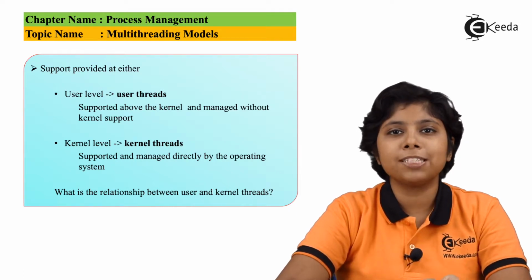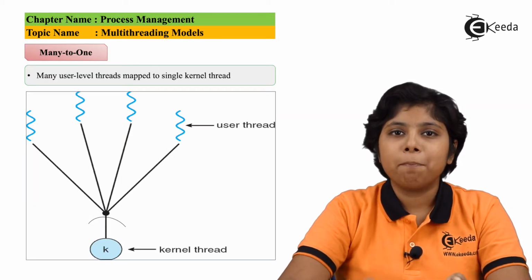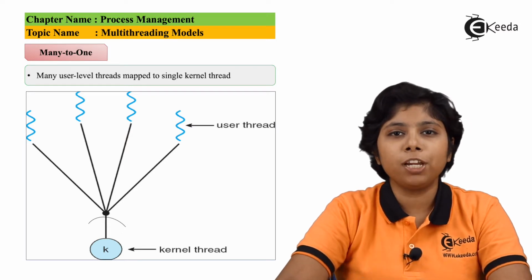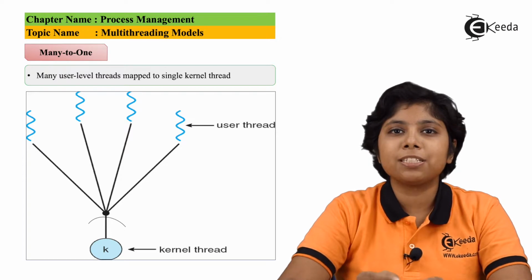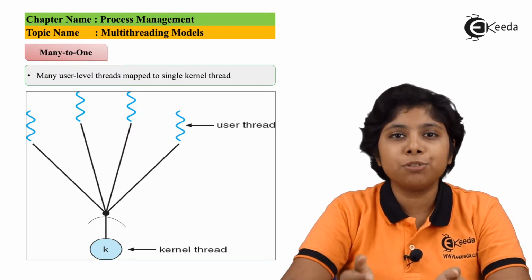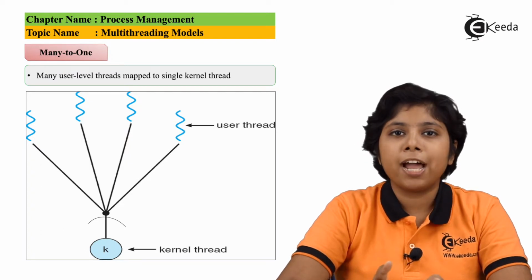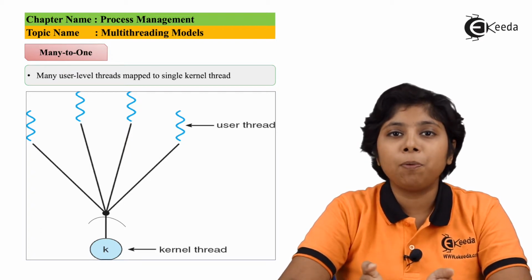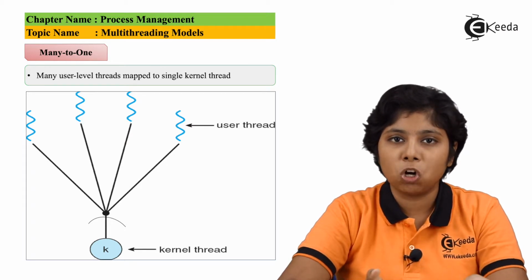The first one is the many-to-one model. In a many-to-one model, many user-level threads are mapped to a single kernel-level thread. Now, as thread management is done by the thread library in user space, it is more efficient. However, the entire system will get blocked if a single thread makes a blocking system call.